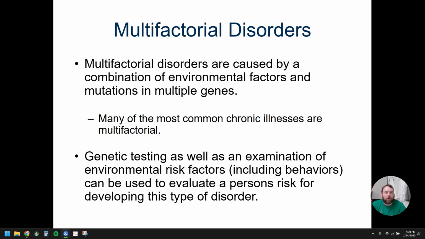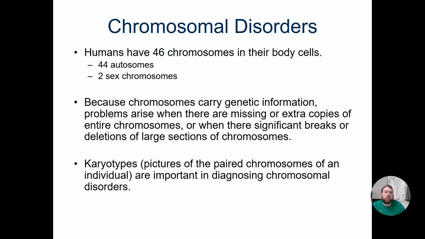That means that most of our chronic illnesses are going to be multifactorial. Cancers, for example, are multifactorial. Heart disease, diabetes, all these different things where we know that a family history is related to the likelihood of us getting that disease, that's going to be something that is multifactorial.